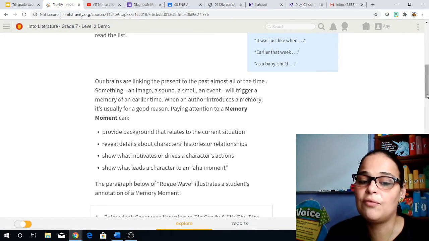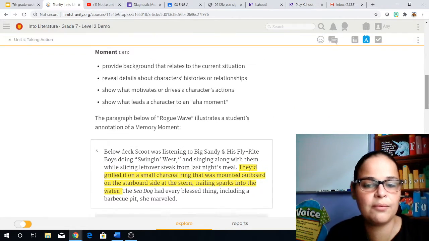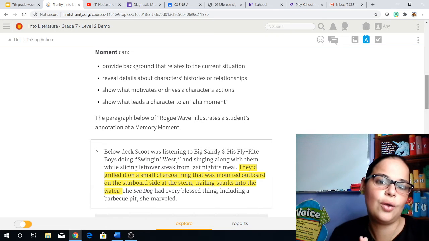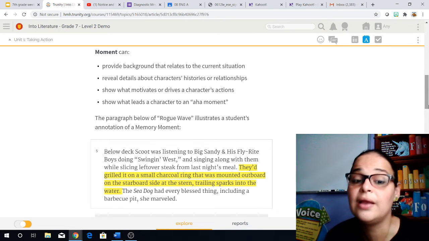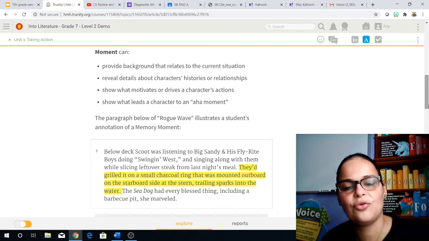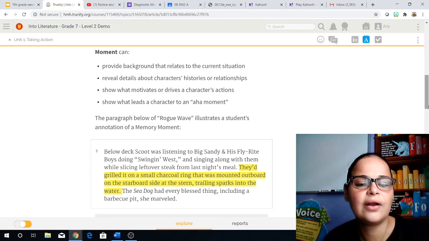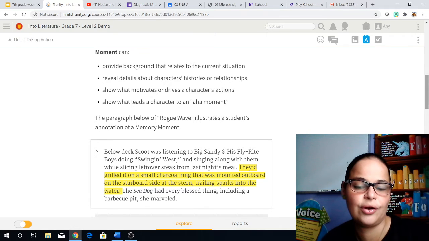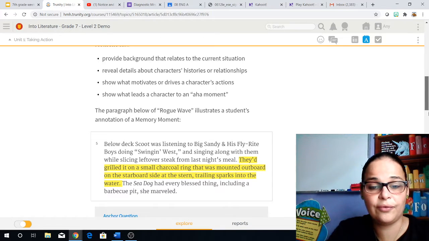The paragraph below from Rogue Wave illustrates a student's annotation of a memory moment. So this was a student who found a memory moment while reading the story Rogue Wave. Below deck, Scoot was listening to Big Sandy and his Fly Right boys doing Swinging West, singing along with them while slicing leftover steak from last night's meal. Now notice what's highlighted in yellow. They grilled on a small charcoal ring that was mounted outboard on the starboard side at the stern, trailing sparks into the water. The Sea Dog had every blessed thing, including a barbecue pit, she marveled.